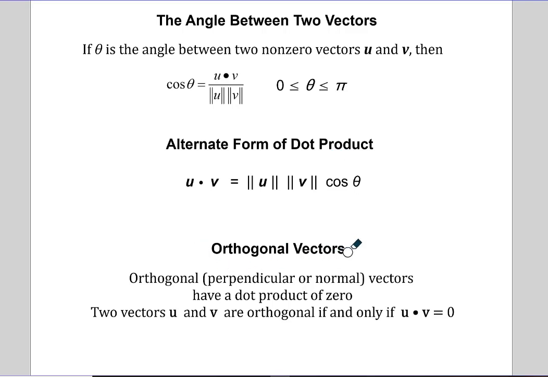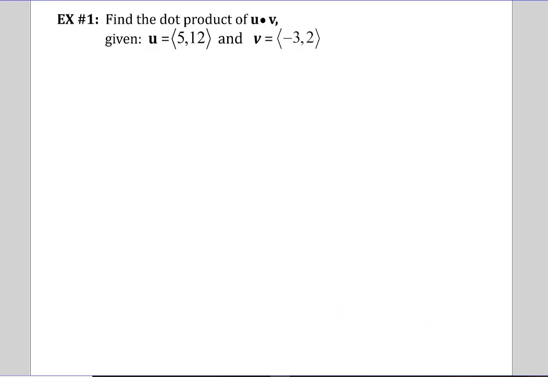And then orthogonal, if you've never seen that word before, orthogonal means perpendicular, and perpendicular can also be called normal. So orthogonal, normal, and perpendicular are all the same meaning about two vectors. And we have perpendicular vectors if the dot product is 0. So that's one little test that you can use to determine if two vectors are perpendicular to each other.